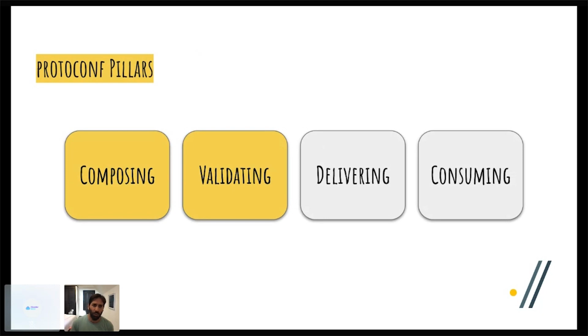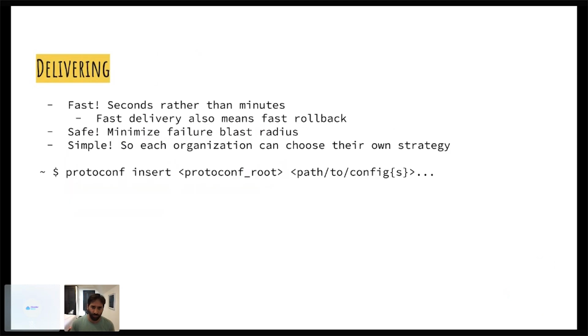So the next thing to do is to deliver it. And we have some keys to delivering. It needs to be fast. We want to deploy in seconds and not in minutes, because if we have fast delivery, we also have fast rollback. The faster we deliver the change, the faster we can roll back a change, and if something goes wrong, we can always roll back the change.